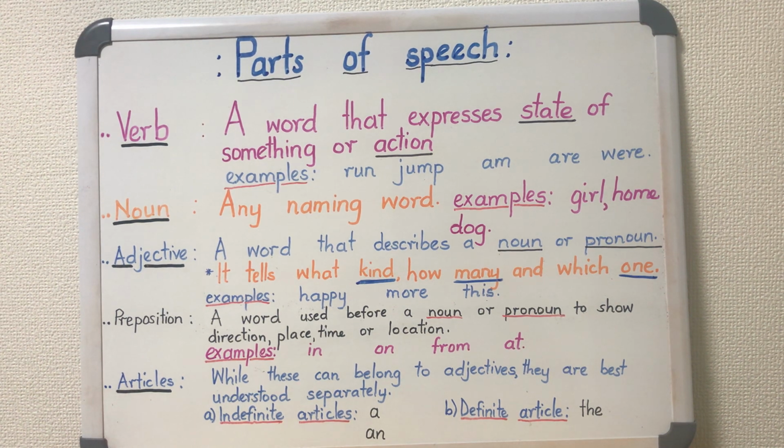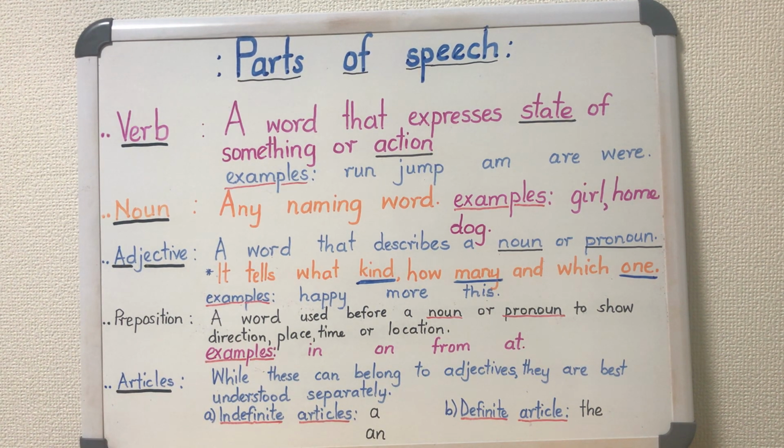Our fourth aspect is prepositions. What is a preposition? It's a word used before a noun. It's taking us back to nouns again. It's used before a noun or a pronoun to show quite a number of things: direction, place, time, or location. Its primary purpose is to indicate the direction, the place, the time, and the location.